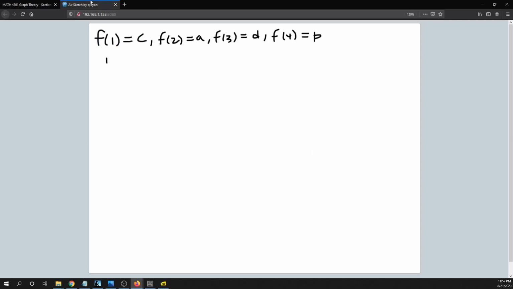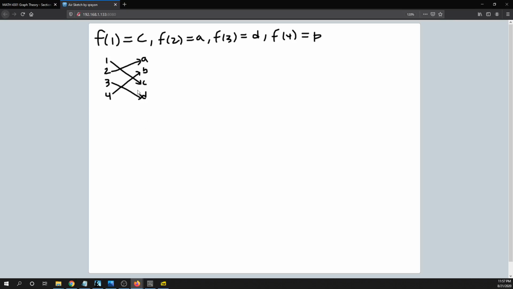So just want to verify that this is a bijection, although it's really easy to see, right? So f of 1 is c, so that would go here. And f of 2 is a, so that would go here. f of 3 would go here. And f of 4 would go here, right?